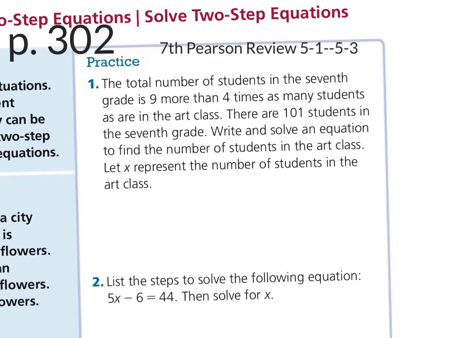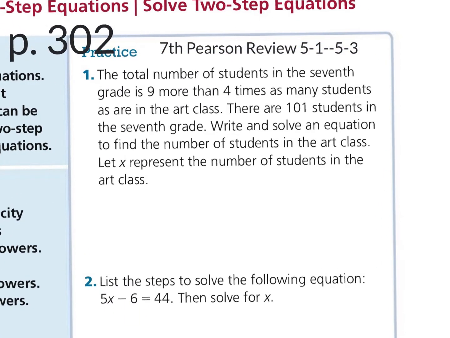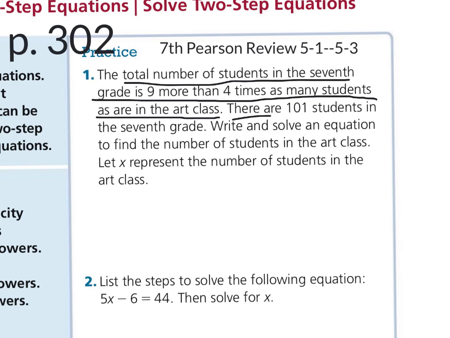So number 1, the total number of students in 7th grade is 9 more than 4 times as many students as are in the art class. There are 101 students in the 7th grade. Write and solve an equation to find the number of students in the art class. Let X represent the number of students in the art class.